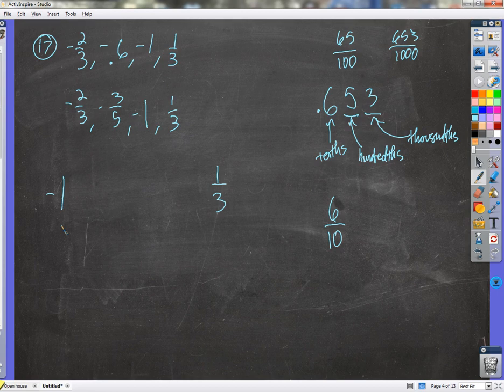3/5. How can we be sure? Negative 2/3. How can we be sure? Because, how do you know? Because 3/5 is less than 2/3. Okay, now this is circular. How do we know for sure which is larger?